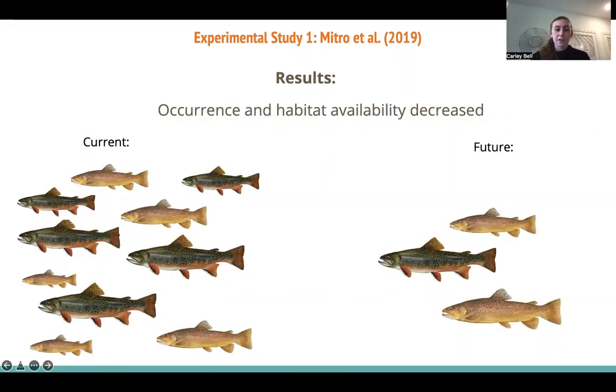So I just put together this little picture to show you the overall theme of the results. But the overall theme is that occurrence and habitat availability of trout decreased over time. So like I said, the current conditions were 1961 to 2000, and the future conditions were 2046 to 2065. So in the current conditions, there were a lot more brook and brown trout than in the future conditions, and there was a lot more suitable habitat for them in the current conditions also. As the climate continued to warm, a lot of these stream reaches became unsuitable for trout.